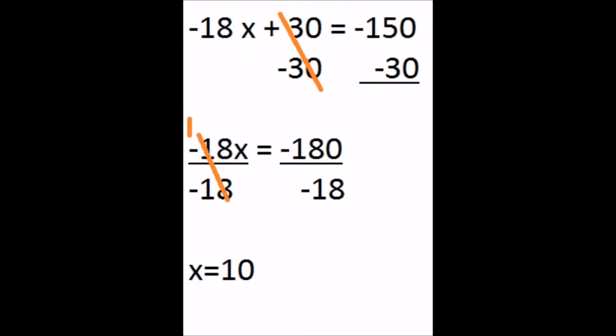Now, what's left on the one side of the equal sign is a negative 18x. You have to bring it down, and now you have a new equation, which is written as negative 18x is equal to a negative 180.